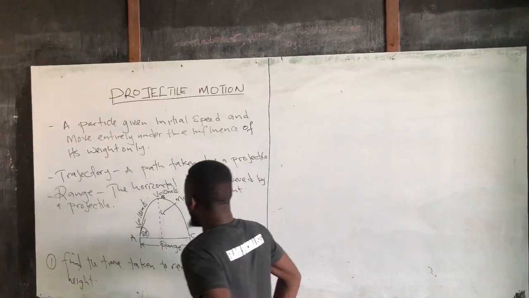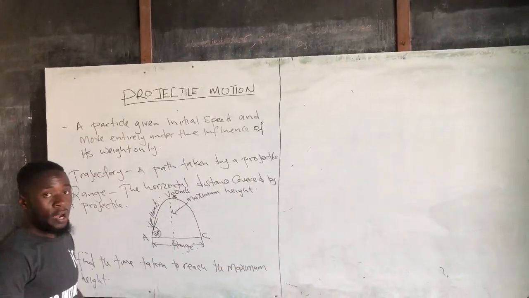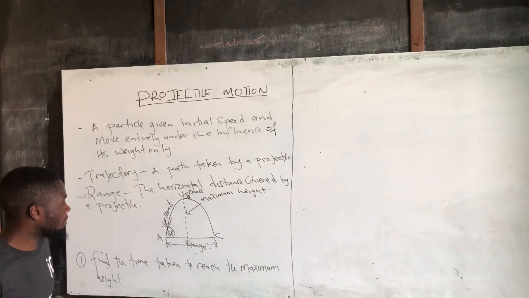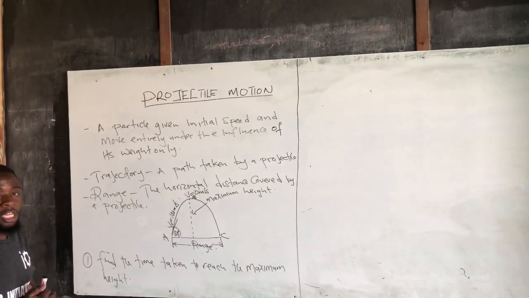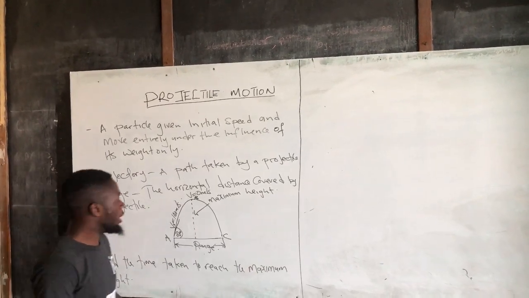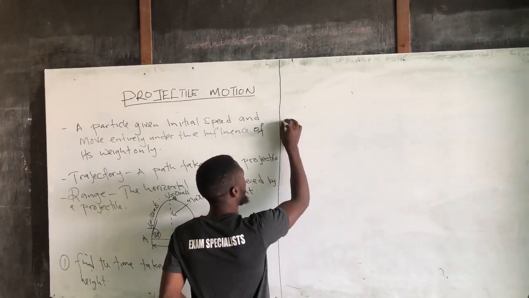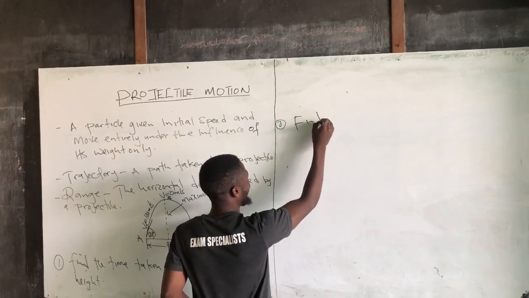So the next question they'll ask you here is to find the time taken to reach the maximum height. Okay? Find the time taken to reach the maximum height. So now here they'll ask you to find the maximum height. This is question 1, question 2. Find the what? The maximum height.